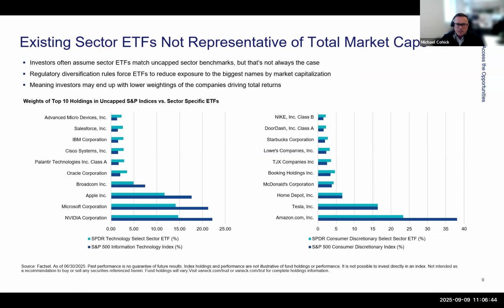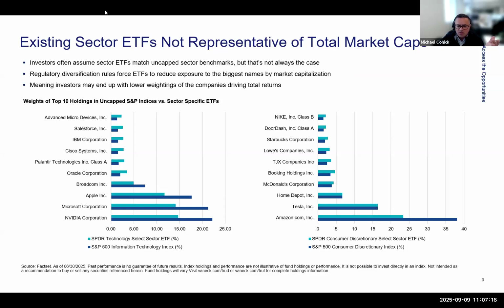So here's a good example. On the left-hand side, we have a graph representing the technology sector, and on the right, consumer discretionary. In the technology sector, companies like Microsoft, Apple, and NVIDIA really dominate by market cap. But existing sector ETFs just can't hold them at those weights. And this same distortion happens in consumer discretionary on the right-hand side with names like Amazon and Tesla. So investors end up underexposed to the very companies driving sector returns.